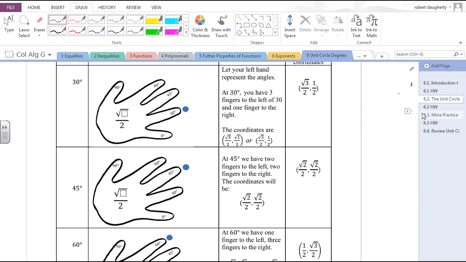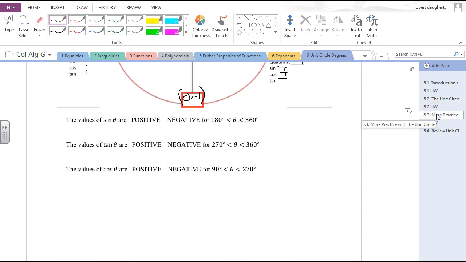At 45 degrees, when I pull down this middle finger, I've got 2 and 2 fingers. So square root of 2 over 2, square root of 2 over 2. And then at 60 degrees, we've got 1 finger and 3 fingers. So square root of 1 over 2, square root of 3 over 2. If you work with it long enough, you're just going to remember this. Otherwise, you can just use your left hand and recognize that's 0, 30, 45, 60, and 90. So practice with the unit circle.